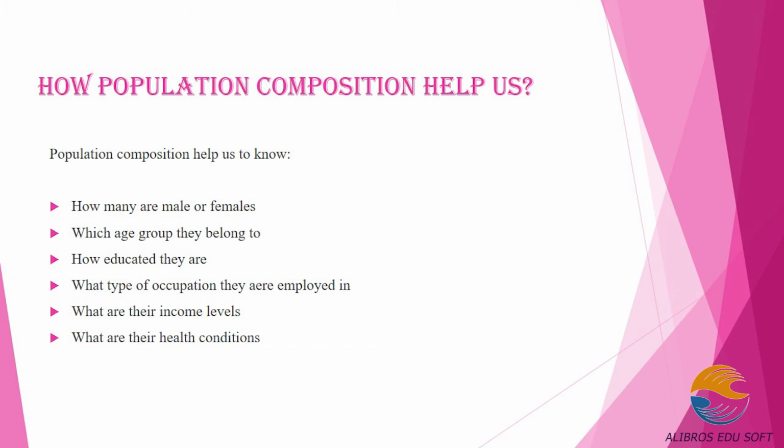How does the population composition help us? The population composition helps us in many ways. First one is, we will get an idea of how many are males or females in a particular region, which age groups they belong to, and how many educated people we have in a country. Next one is, we will get an idea of what type of occupations they are employed in, what their income levels are and what their health conditions are. We will get a complete idea of these factors by understanding the population composition in the country.